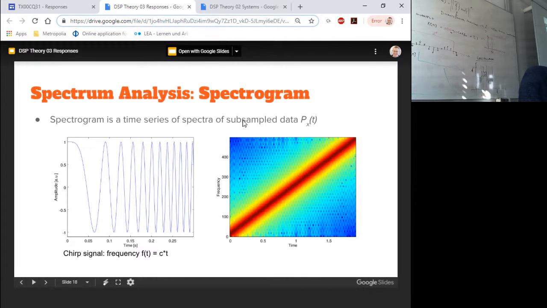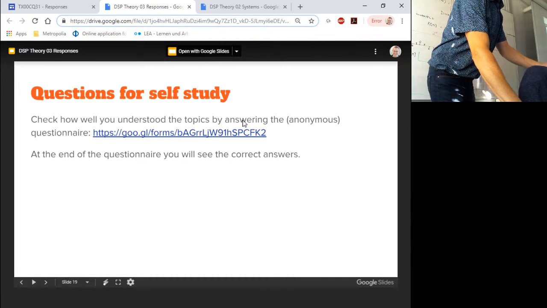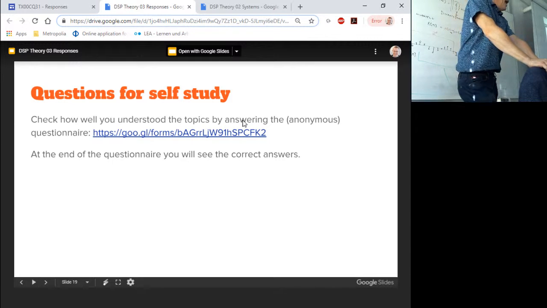So this one shows a time series of spectra of subsample data, and this is for a chirp signal, meaning that the frequency of the signal is changing by time linearly, starting from 0 in this case up to 500 Hertz or so in about 2 seconds. So basically it goes something like that.